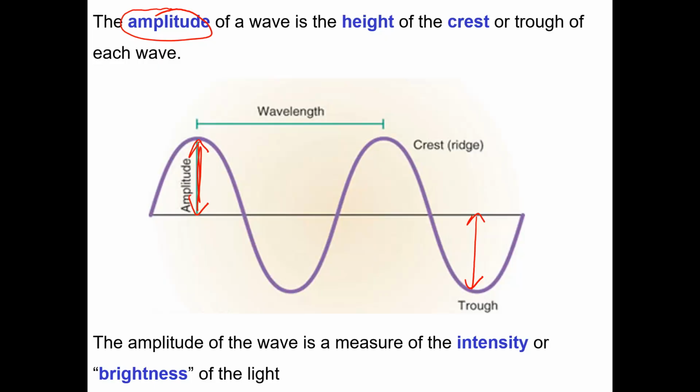The amplitude of a light wave is a measure of the intensity or the brightness of the light. It doesn't affect the color, just how bright it is. The color is affected by the wavelength. So if you're ever given a color, they're kind of giving you the wavelength in code.